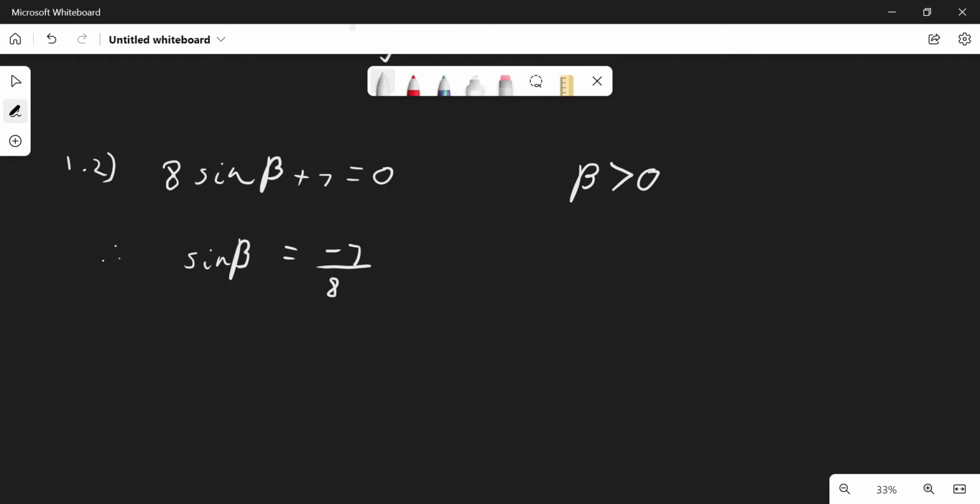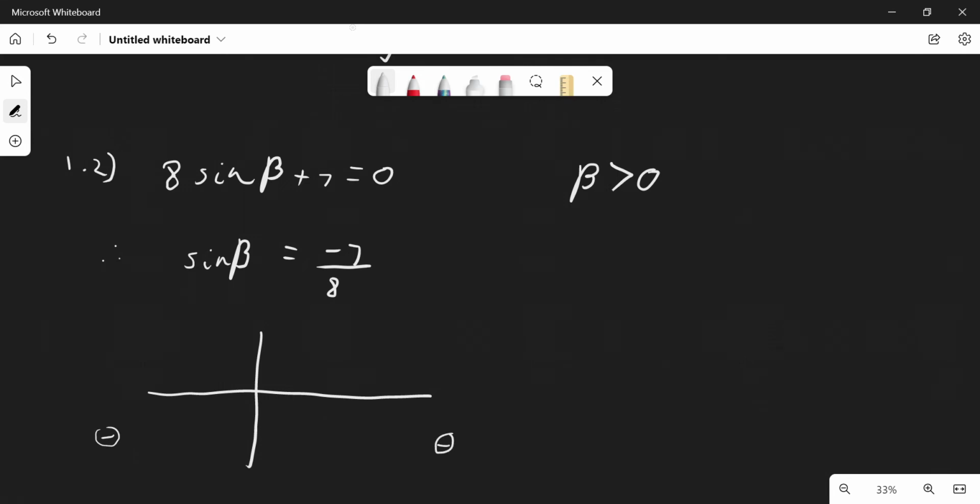It gives us 8 sine beta plus 7 is equal to 0. And the quadrant condition they give us is beta is bigger than 0. So let's quickly manipulate our equation. Therefore sine beta is equal to negative 7 divided by 8. So now we need to figure out what quadrant our triangle's in. We have a negative sign, so it's either one of these ones.